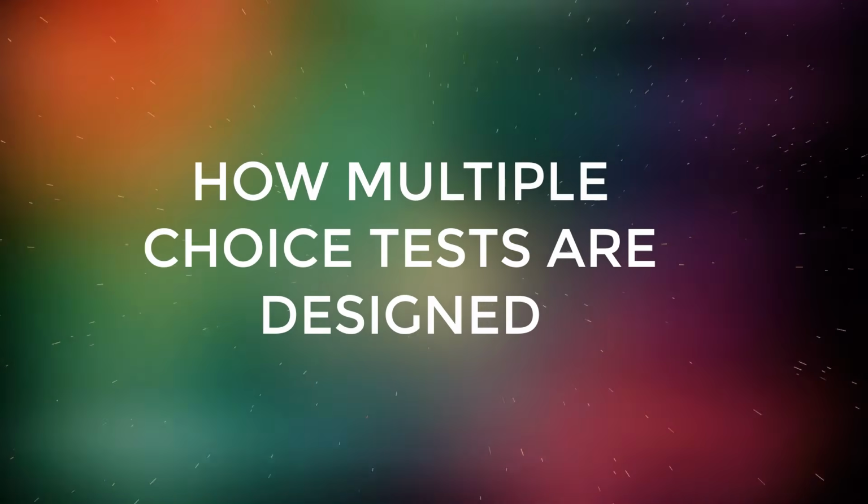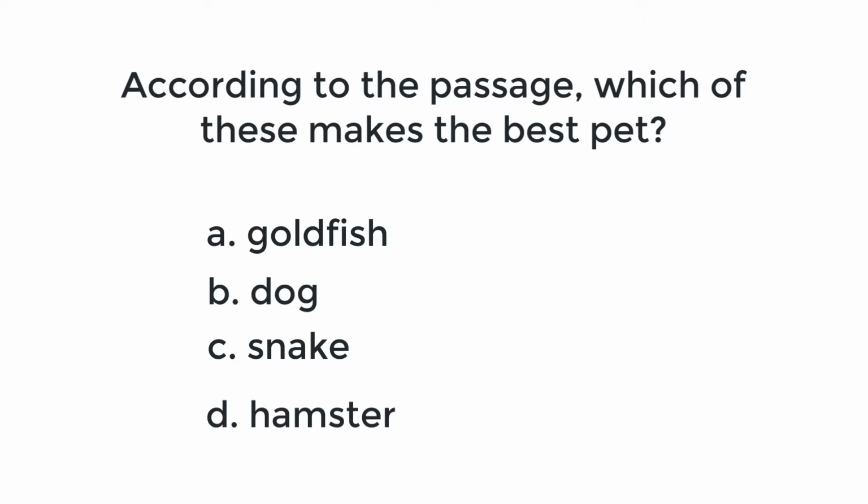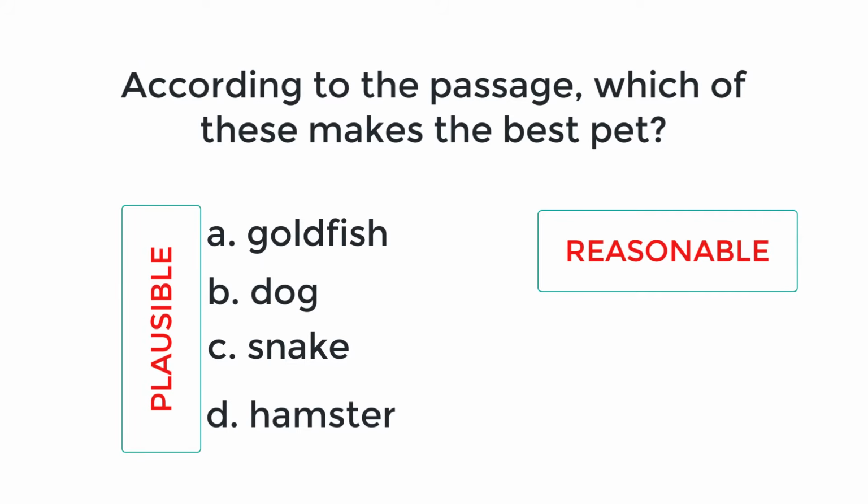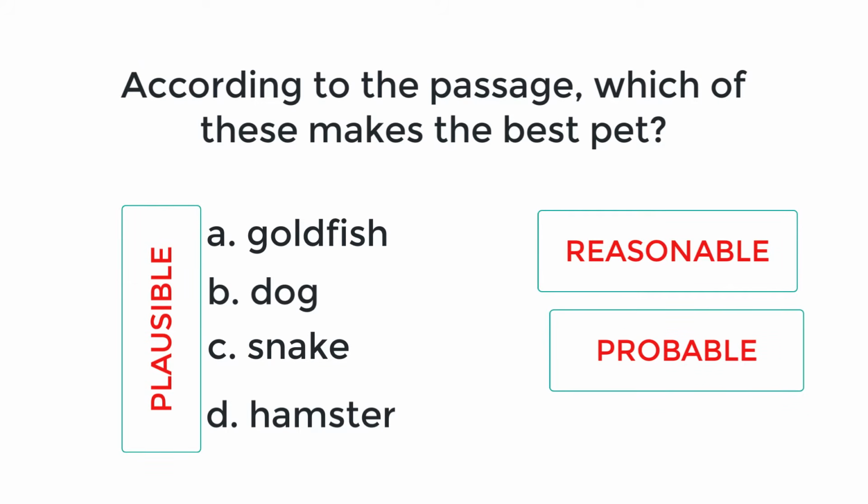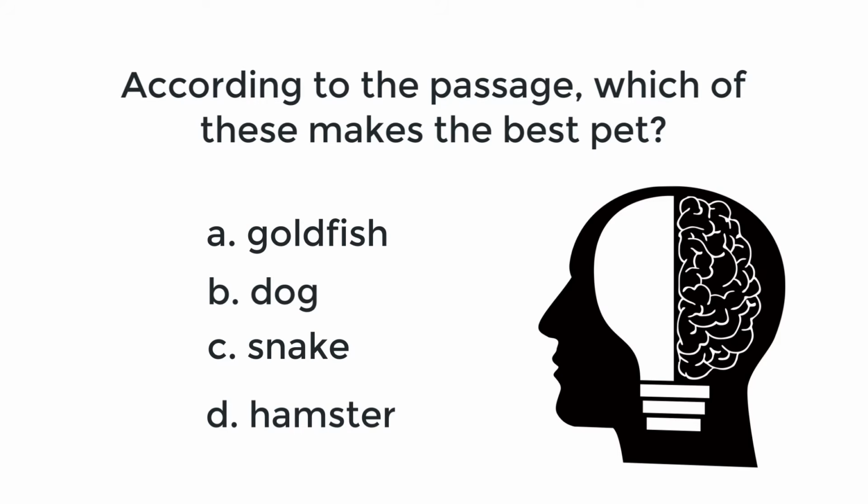Let's begin. Let's start with multiple choice design. Multiple choice items are constructed in such a manner that all choices will seem plausible. This means that they are reasonable or probable, and there's a reason for this. Well-designed multiple choice tests are meant to test your critical thinking skills and your reasoning. This is why multiple choice questions will usually ask you to find the best answer instead of the right or the correct answer.